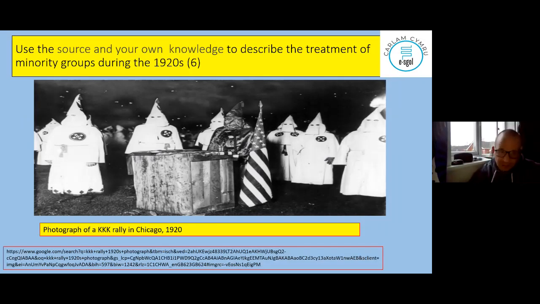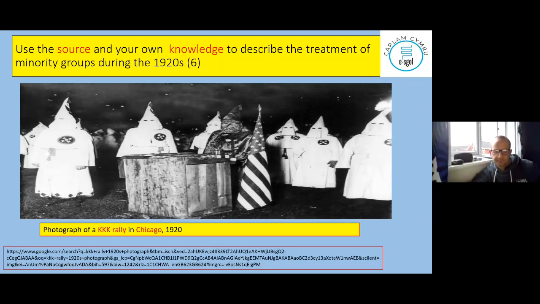If I can now show you a second one: use the source and your own knowledge to describe the treatment of minority groups during the 1920s. Again, we do not discuss who wrote the source. We do not discuss is it biased, what its intended audience is, etc. You just focus on content of the source and your own knowledge.